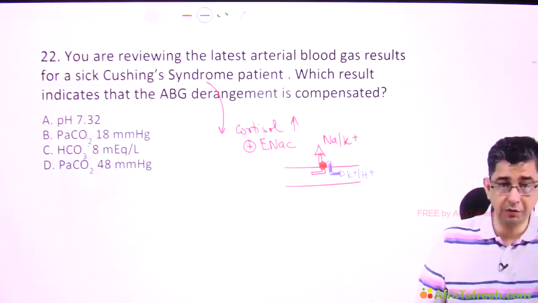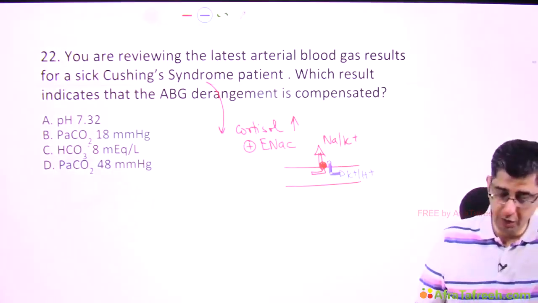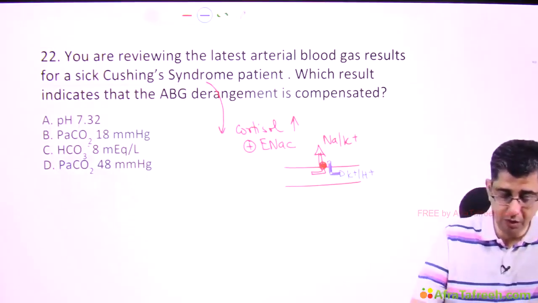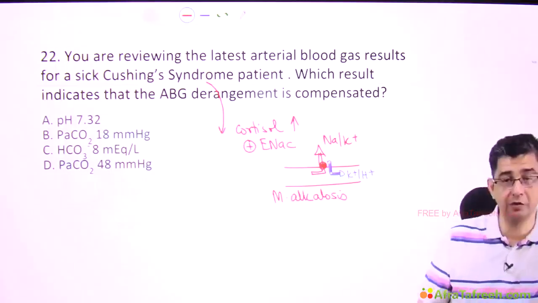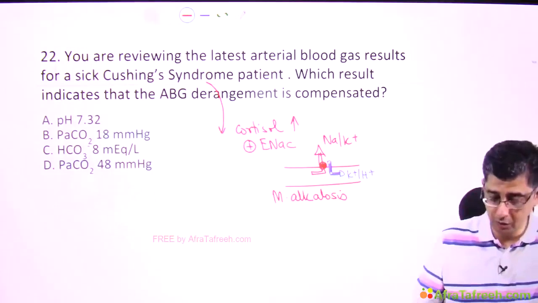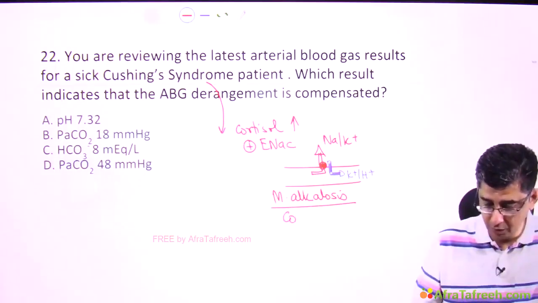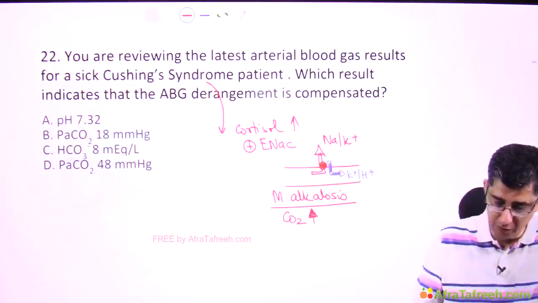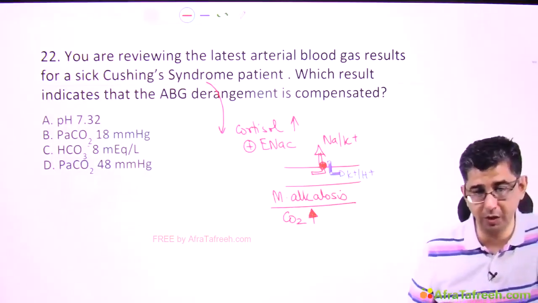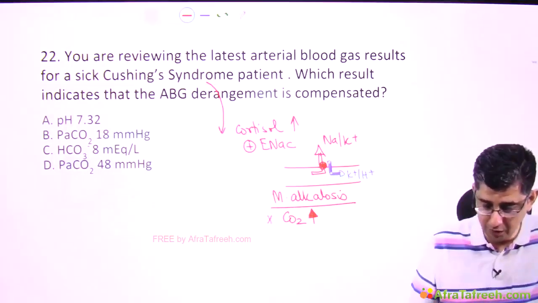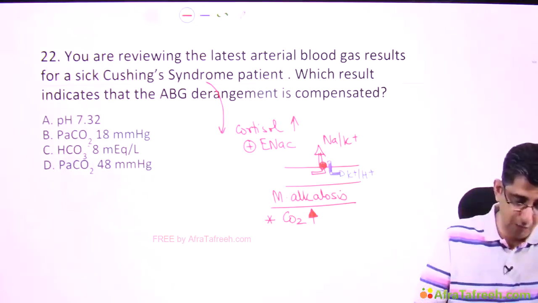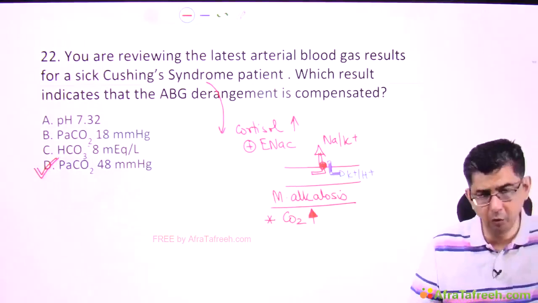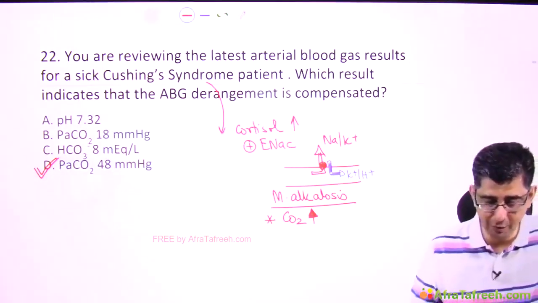The question says which indicates that the ABG derangement is compensated. So step 1 is that he expects you to know that Cushing syndrome patients are expected to be having metabolic alkalosis. In metabolic alkalosis, the compensation process is that carbon dioxide values should rise, because the compensatory process of metabolic alkalosis is respiratory acidosis. So I expect the carbon dioxide to rise. So out of the 4 changes which are given in the question, PCO2 elevation more than 45 is the one that is expected as an answer.